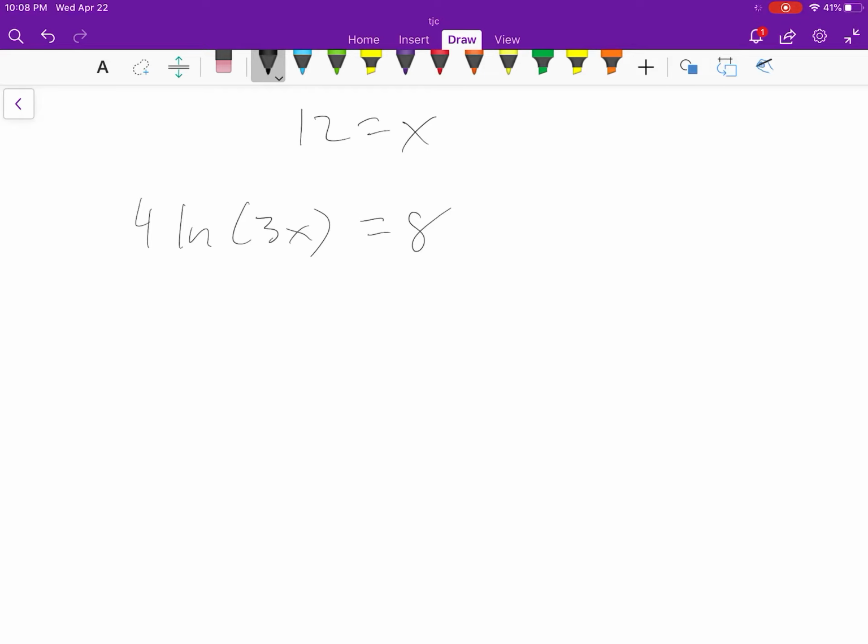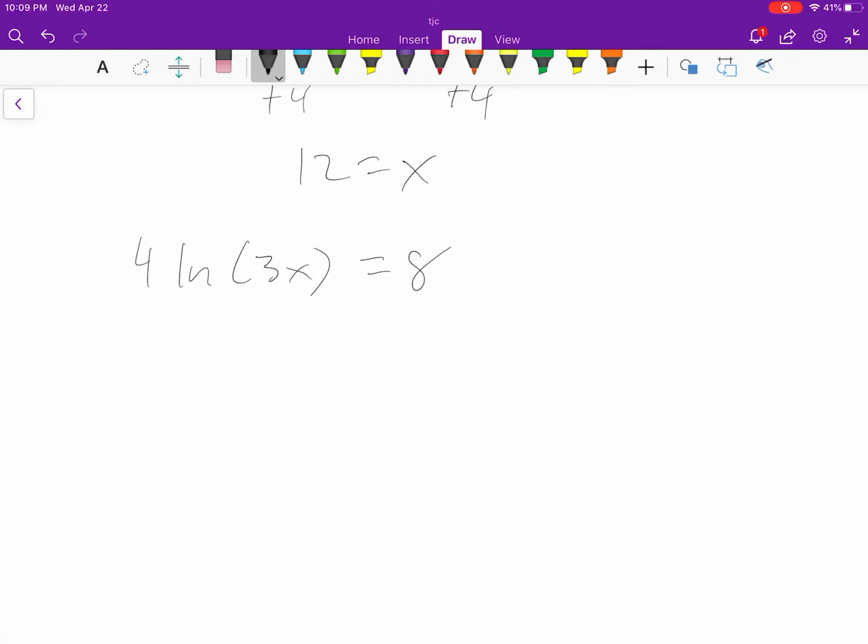Okay, rewrite this. Well, ln is base e. What we're going to first want to do before we rewrite this is get rid of the 4 that's in front of the log. And there's really two ways of doing this. We could pull the 4 to the inside like this, and then you get ln of 3x to the 4th power equals 8. All right? And that would work. That'd be one way of doing it.